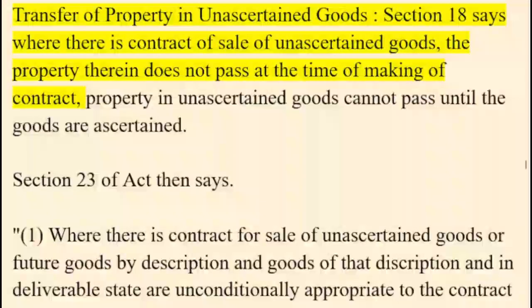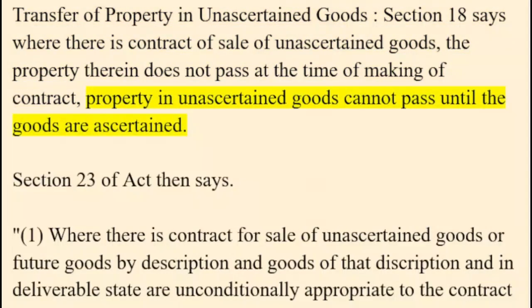Transfer of property in unascertained goods. Section 18 says where there is a contract of sale of unascertained goods, the property therein does not pass at the time of making of the contract. Property in unascertained goods cannot pass until the goods are ascertained.